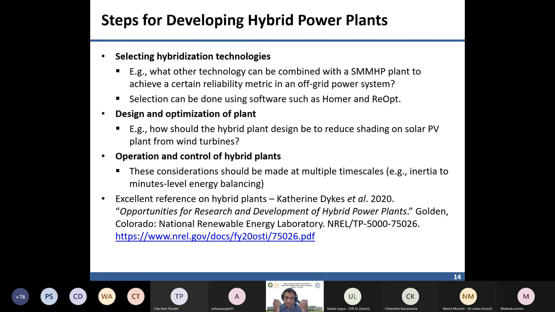assets? And finally, you have to also think about operation and control. You already saw in the couple of examples that we discussed that there was a central controller that was developed to optimize the operation of the plant and operate it as a single asset. So you need to think about various considerations such as what are the multiple time scales at which I want to provide a service? Am I interested in inertia? Am I interested in millisecond level energy balancing? And that would determine what kind of operation and control strategy you would adopt. And as I mentioned again, this is a very good reference that I encourage you to go over if hybridization is of interest to you.